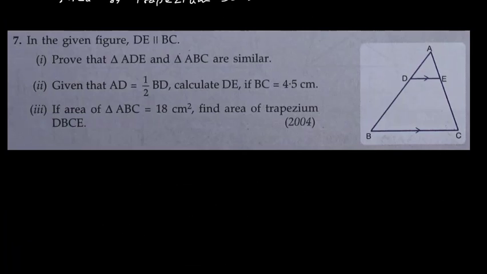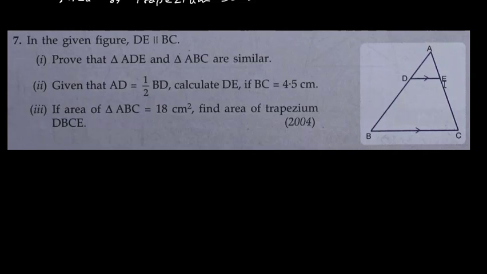Now here, 7th question, you have DE is parallel to BC. You have to prove that ADE is similar to ABC. Given that AD is half of BD. Fine, so here you can say that AD upon BD is 1 upon 2, as we have done in the last problem.